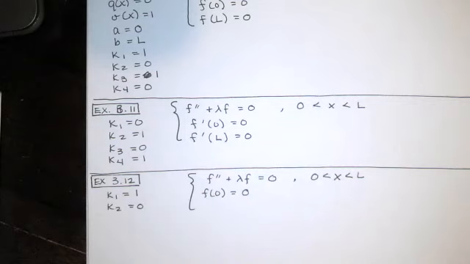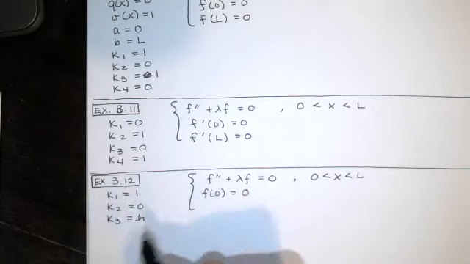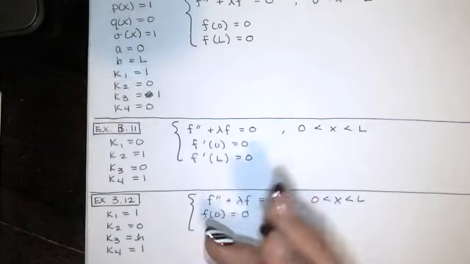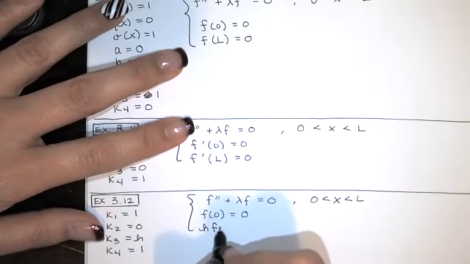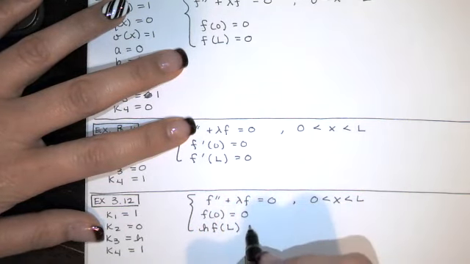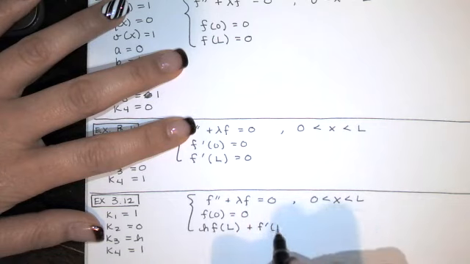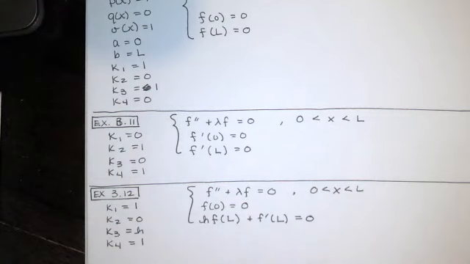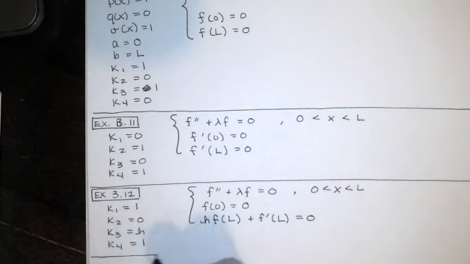And then on the other side, we want kappa sub 3 to be equal to h and kappa sub 4 to be equal to 1. So that tells us that h times f evaluated at the right endpoint, plus f prime evaluated at the right endpoint is equal to 0. So that's an interesting condition as well. We can talk about what that would mean in a particular application problem a bit later. And let's look at another one.